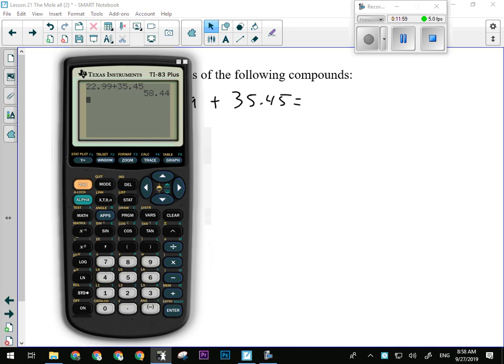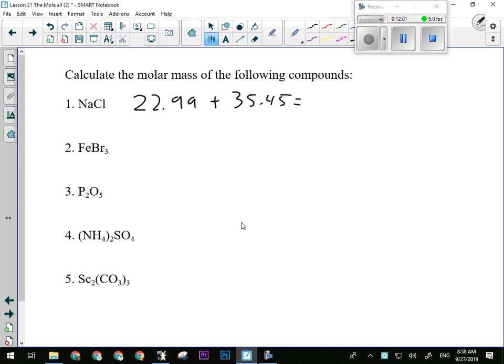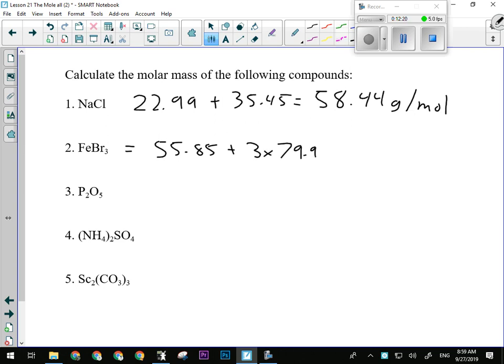Okay, so 58.44. And what are my units here? Grams per mole, right, because this is the number of grams in 1 mole. Okay. All right, for number 2, we've got iron with bromine. There's only one iron, so 55.85 plus 3 times 79.90.